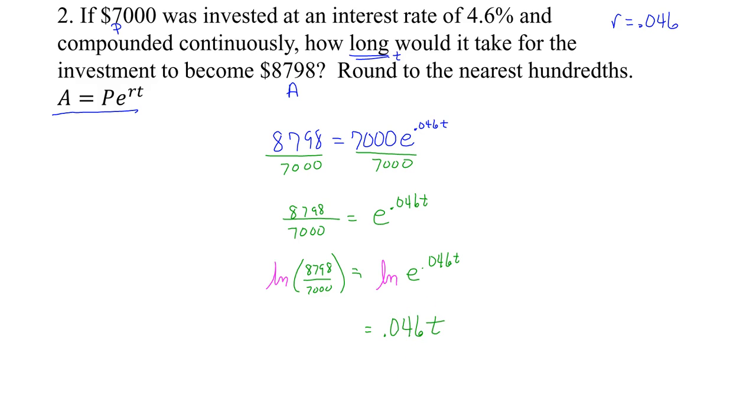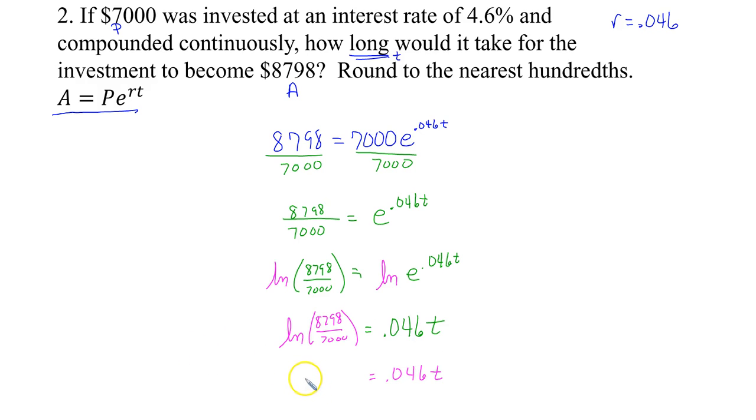So on the right-hand side, I have 0.046t all by itself. And on the left-hand side, I am going to have the natural log of this quotient. Again, don't put this in your calculator just yet. Now we want to put that in the calculator, and then we will divide by 0.046. My suggestion to you is that you open your natural log, open that parentheses, type in that numerator divided by the denominator, and tell it to go to work.